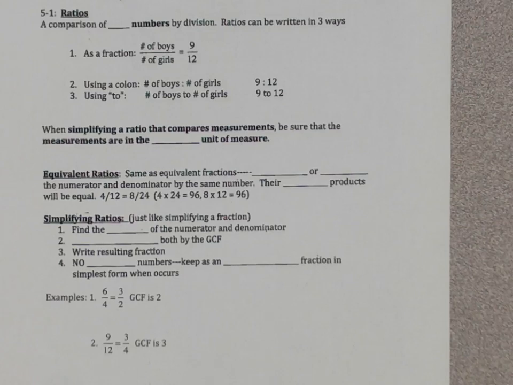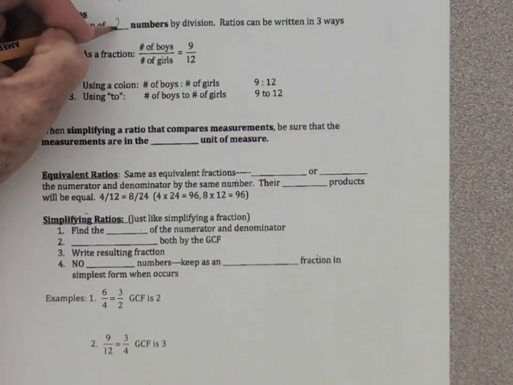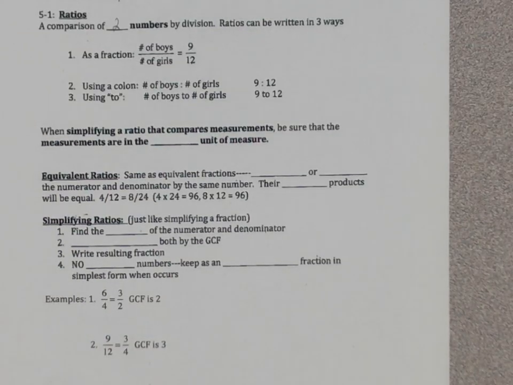Here's a quick review of ratios. I know all you guys had ratios last year, so this is just a little bit of reminder. A ratio is a comparison of two numbers by division. It can be written in three ways.